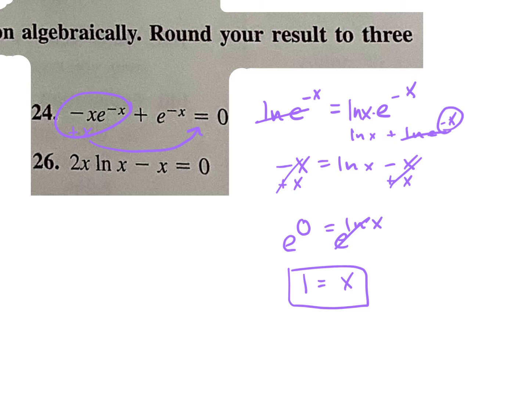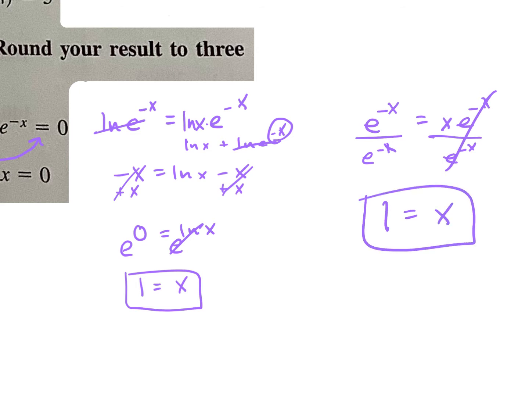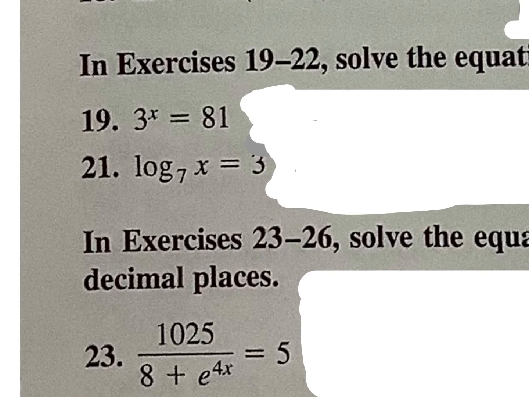We could have taken, from this step, e to the power of negative x is equal to x times e to the power of negative x. I could have divided both sides by e to the power of negative x. These are the same, so it becomes 1 is equal to, and these cancel out, x. So that works too. Can you do 26?